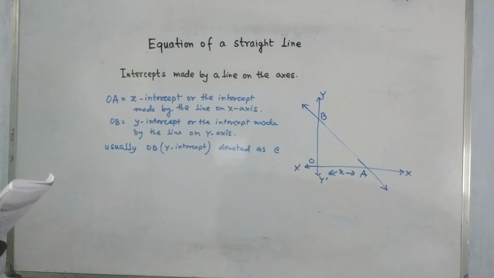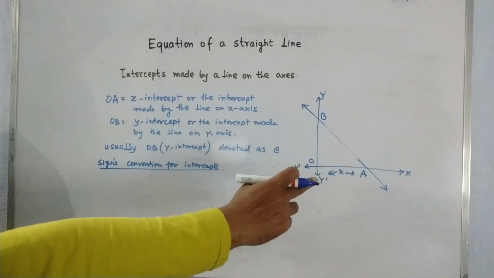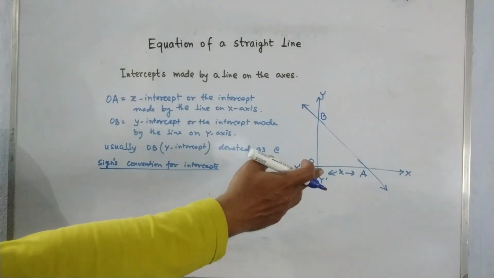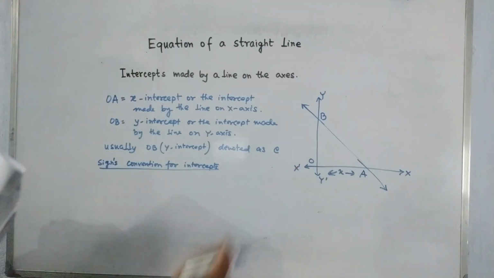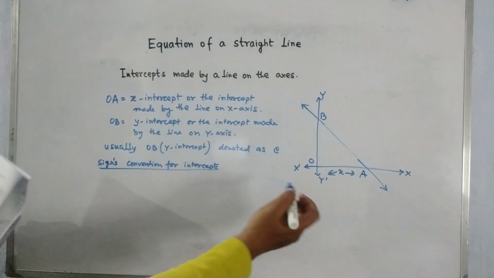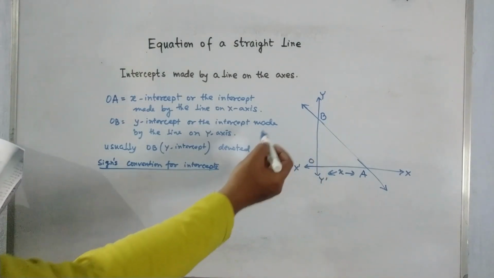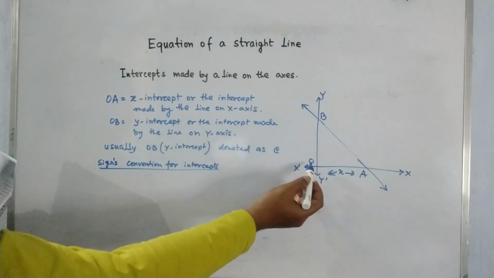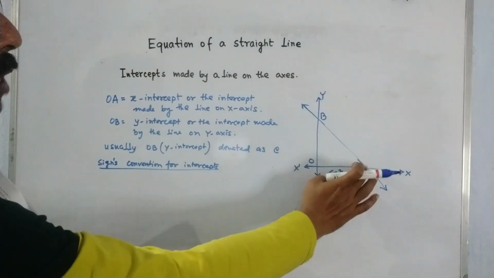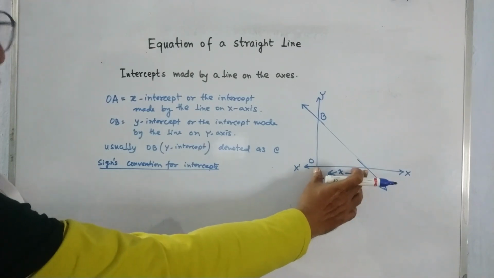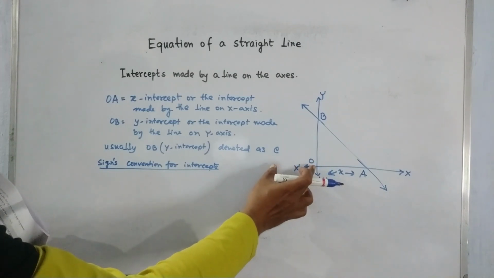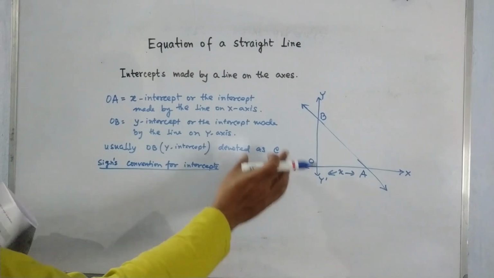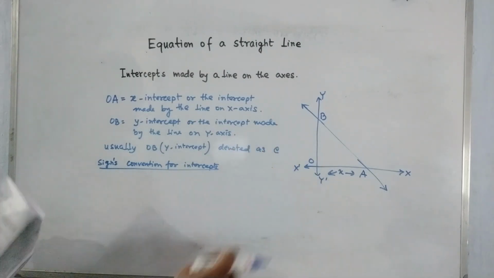Okay. Now what are the sign conventions of intercept? X-intercept is considered positive if it is measured to the right of the origin, and it is measured negative if it is measured at the left of the origin. At the right of the origin it is a positive intercept on the x-axis, and if the intercept is to the left side then it is a negative intercept.